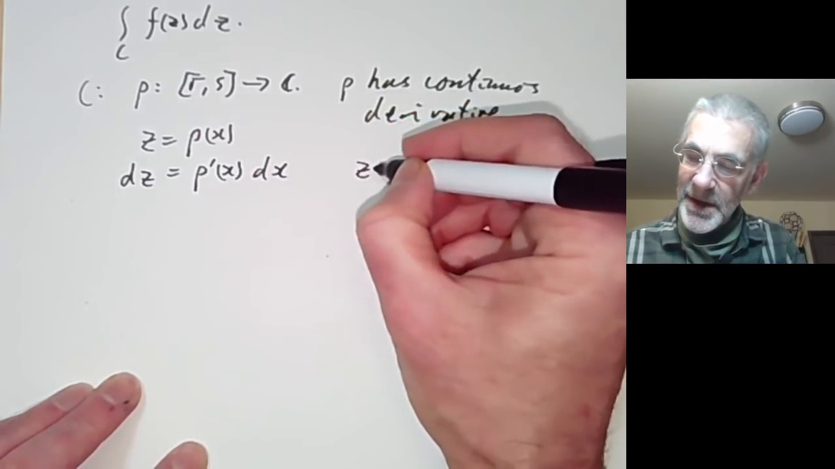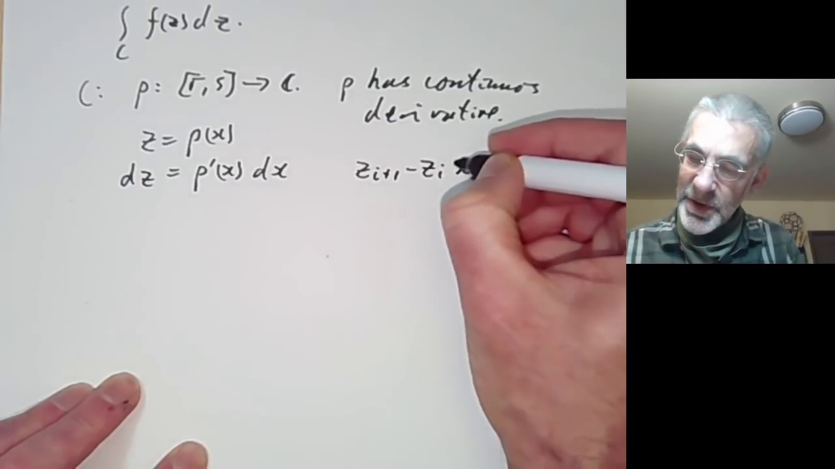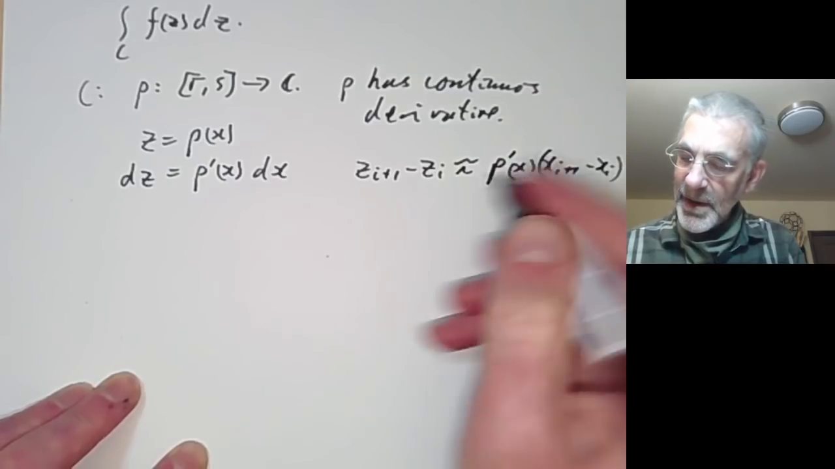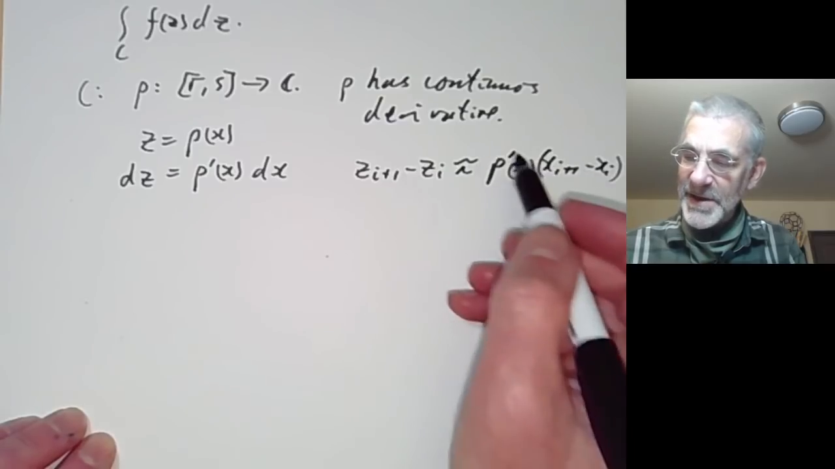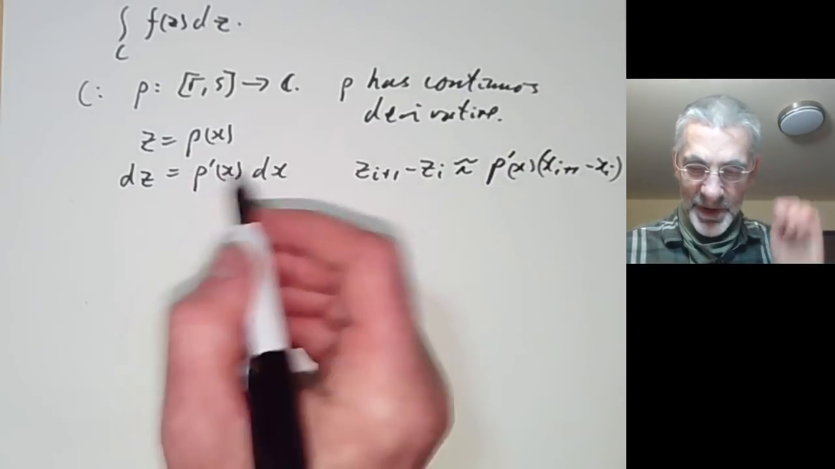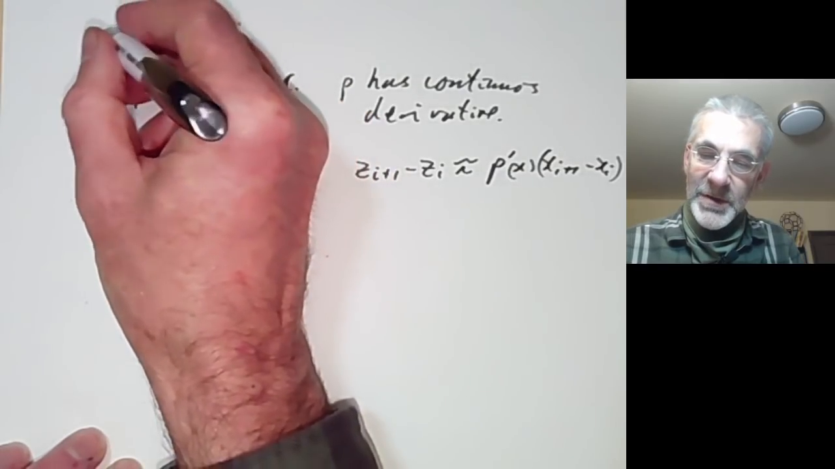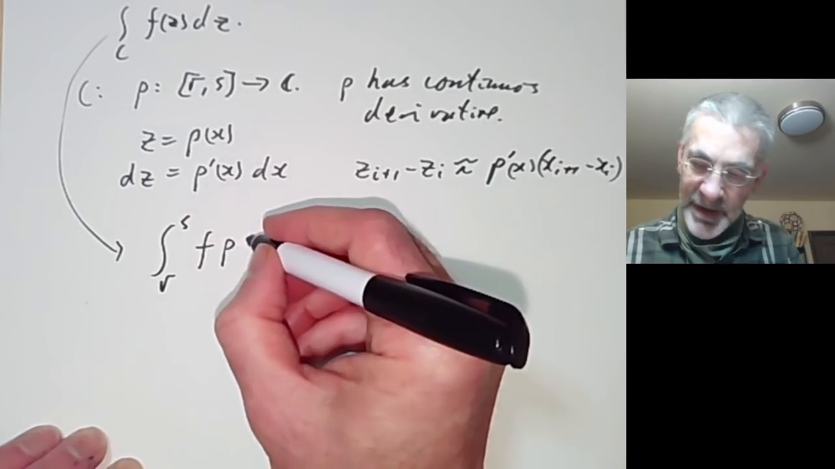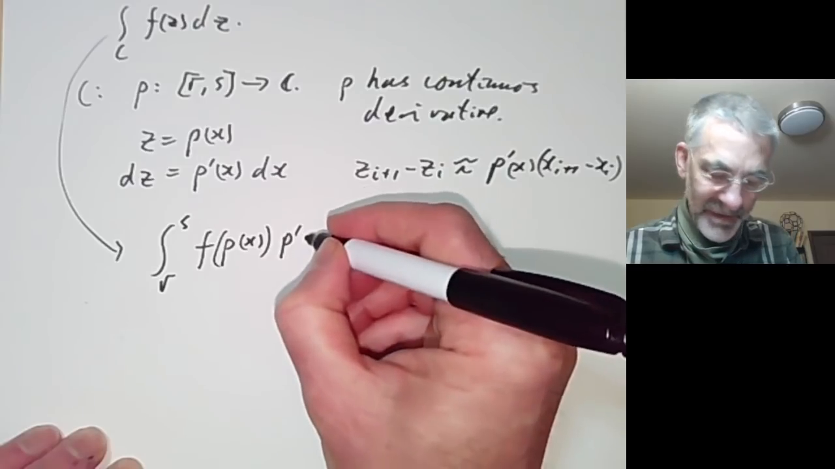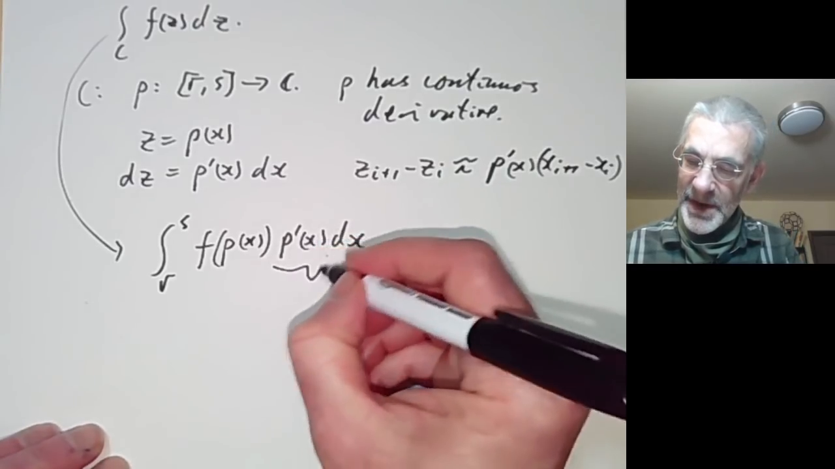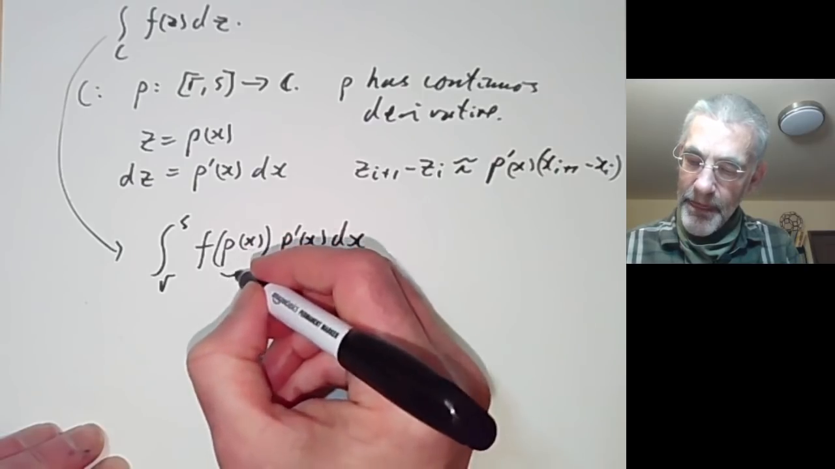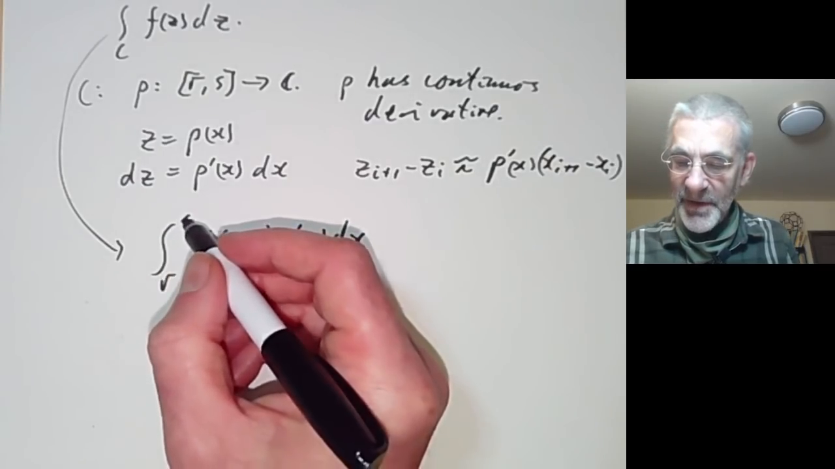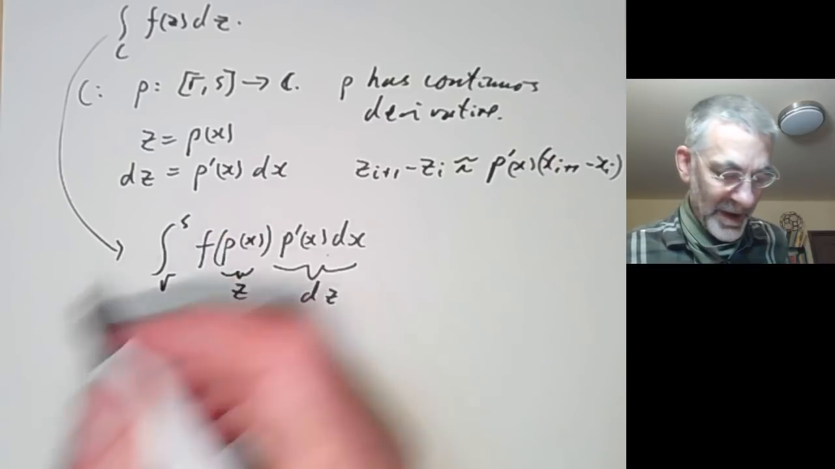So what we're just saying is that z_{i+1} minus z_i is approximately equal to p dash of x times x_{i+1} minus x_i. And as the number of z's and the number of x's increases, this limit gets sufficiently good that we can make this change of variable. So this integral here now becomes the integral from r to s of f of p of x times p dash of x dx. So this bit here is just dz, and this bit here is just z, and we've had to make the obvious change of path, we're now integrating over the interval from r to s.